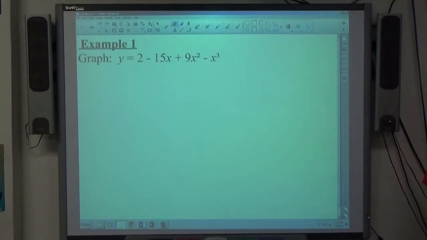Example 1 on section 4.6. The title of the lesson is Graphing Using Calculus and Your Calculator. So we're going to be using our calculator and calculus.